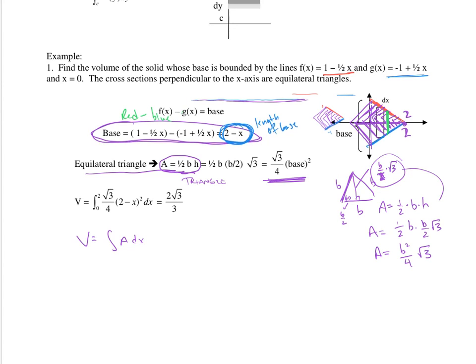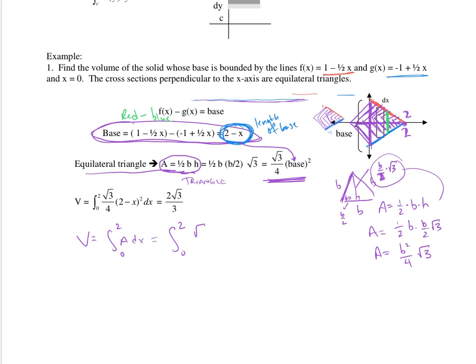And we're going to start from 0. So from 0 to 2, and let's substitute this in. Notice there is no pi in this. We're not rotating. We don't have a circle. So there's no pi in the formula. This is just the formula for the equilateral triangle over those bounds. So we plug this in. We know the base length now is 2 minus x.